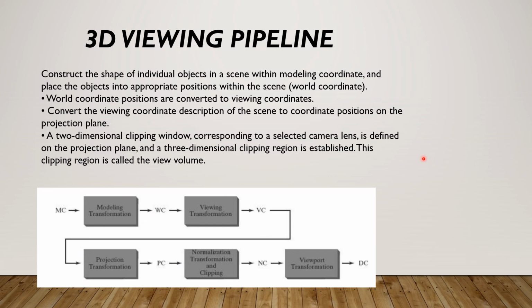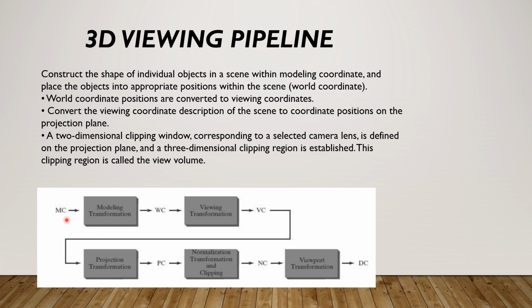3D pipeline. The construction of the shape of an individual object in a scene within modeling coordinates, and placing the object into the appropriate position within the scene, is called the world coordinate. The world coordinate positions are converted into viewing coordinates. The viewing coordinate description of the scene is converted to coordinate positions on the projection plane. A two-dimensional clipping window corresponding to a selected camera lens is defined on the projection plane, and a three-dimensional clipping region is established. This clipping region is called the view volume.